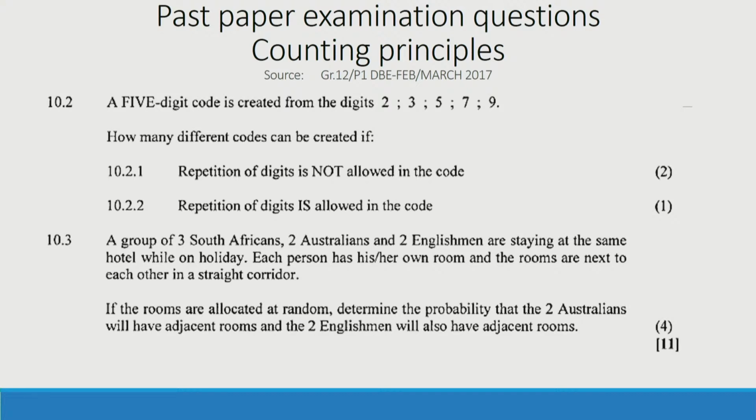And it reads as such. It says here that a 5-digit code is created from digits 2, 3, 5, 7, and 9. How many different codes can be created if repetition of the digits is not allowed in the code?